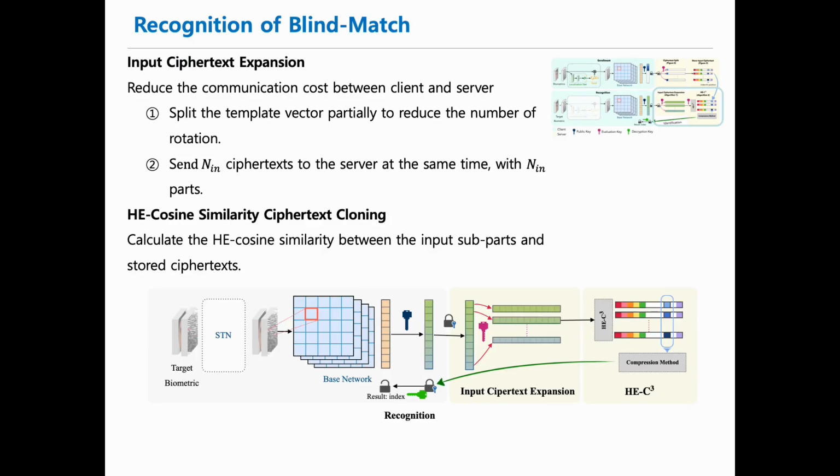BlindMatch adopts two novel algorithms to support efficient and optimized homomorphic encryption-based matching. Algorithm 1, called the input ciphertext expansion method, supports efficient network communication. The client sends only one ciphertext without dependency on the number of registered biometric template vectors. Algorithm 2, called the homomorphic encryption-based cosine similarity ciphertext cloning method, reduces the total number of rotations. Since rotation is one of the heaviest operations in the CKKS scheme, this algorithm can reduce considerable matching time. These two algorithms support not only optimized matching time, but also consistent network communication cost.